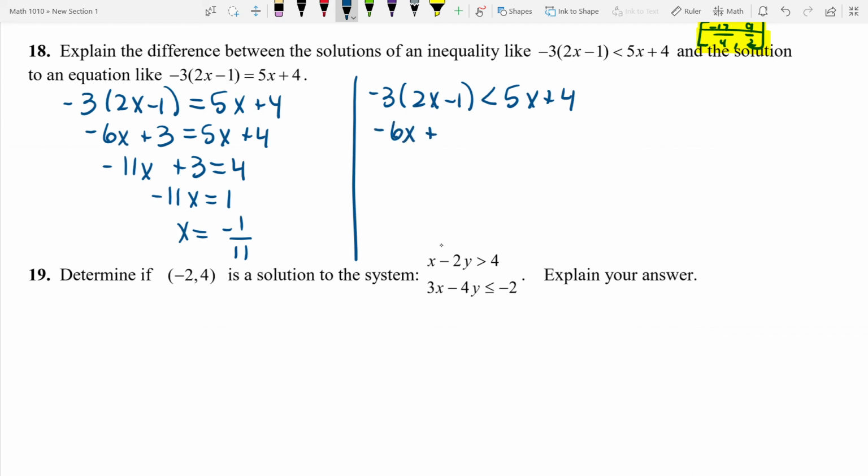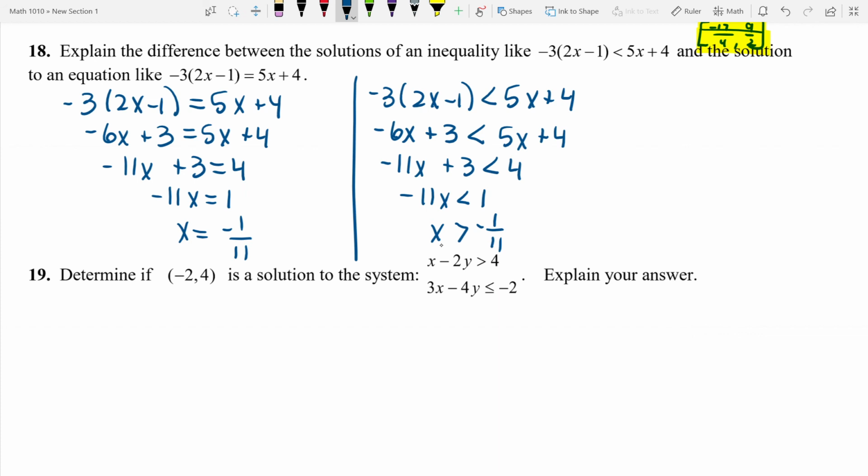-6x plus 3 is less than 5x plus 4. You guys, you still take the same next step. It's just like an equal sign. 5x comes over, negative 11x plus 3 is less than 4. Move your 3. Negative 11x is less than 1. Divide by negative 11, x is, talk to me, greater than negative 1 over 11. So that's the only difference, is at the very end you switch it, okay?